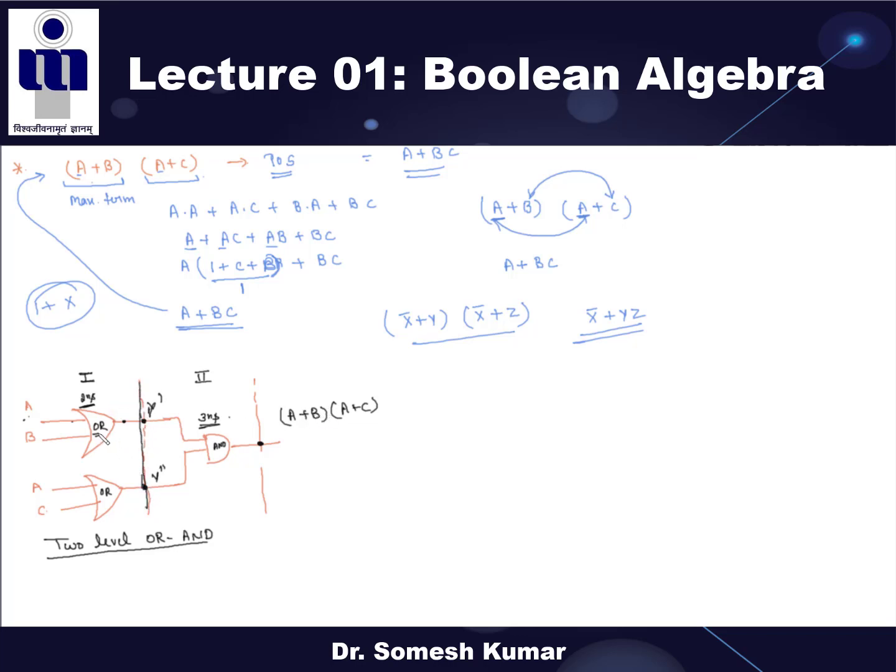In the first level, both these OR gates are operated. In the second level, this AND gate is operated. So that's why it is called the two level OR AND circuit, right? And this is your POS form. So two level OR AND circuit generally represents your POS form. Understand now? Now this is one AND gate. This is second OR gate.